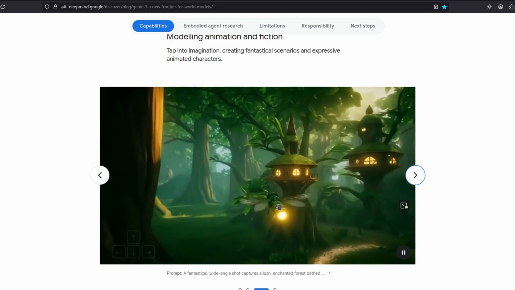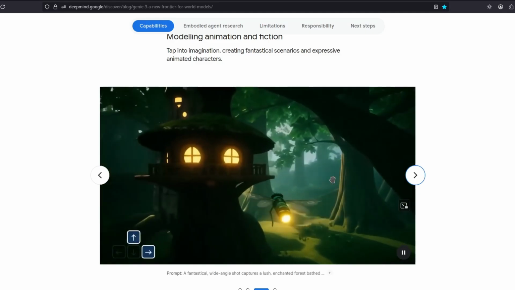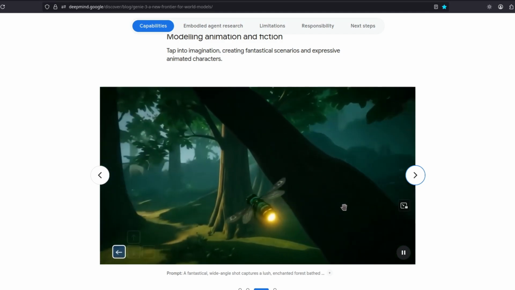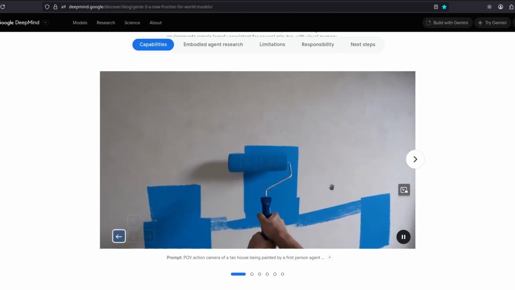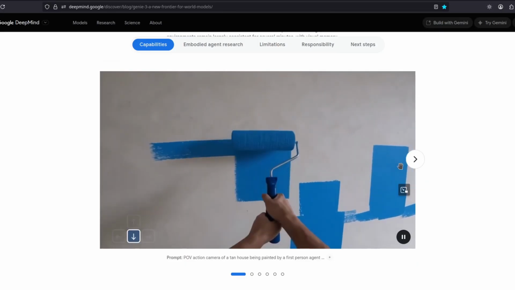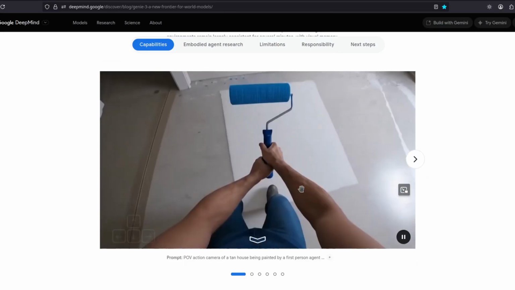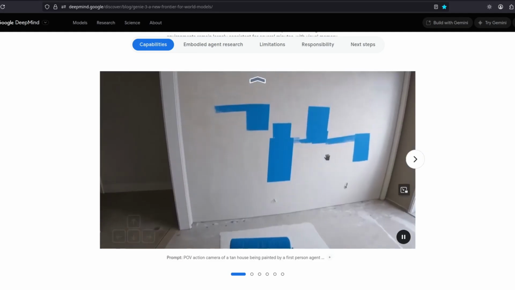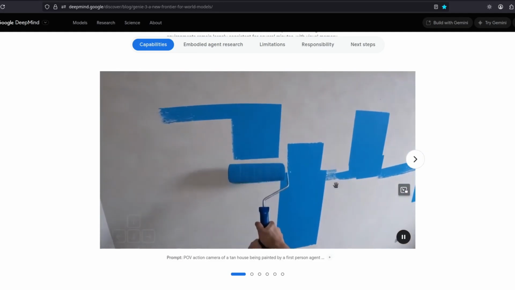I think this one is one of the most impressive. The movement of this firefly. This is impressive. Okay, so you paint the shape and then look around at some point. And then when you go back, the shape you painted, it's the same.